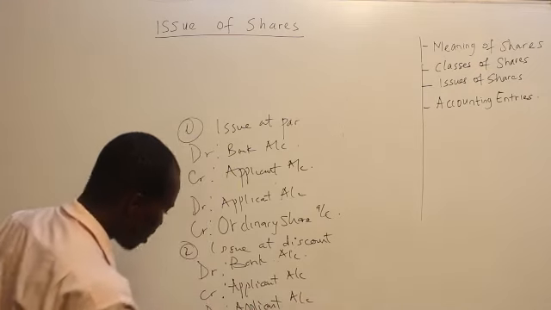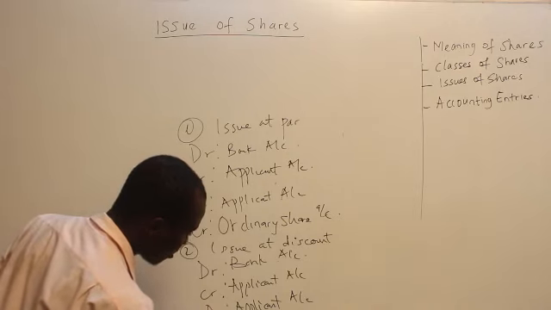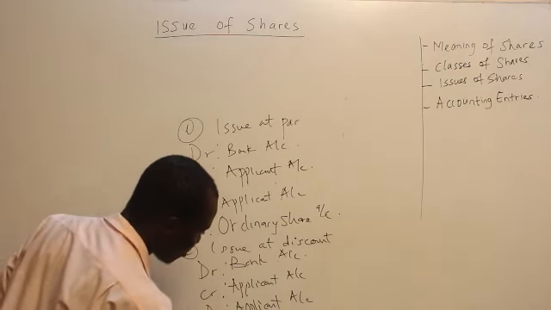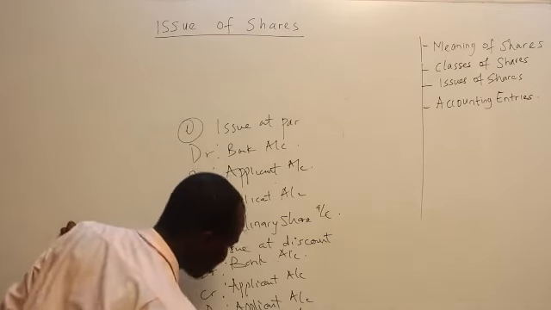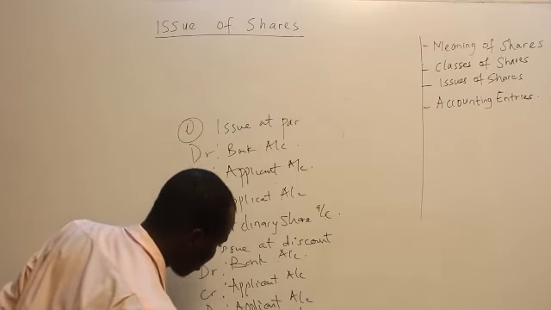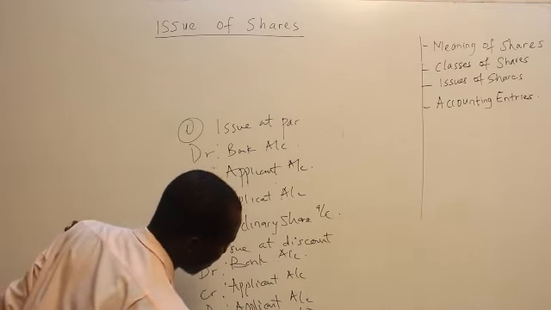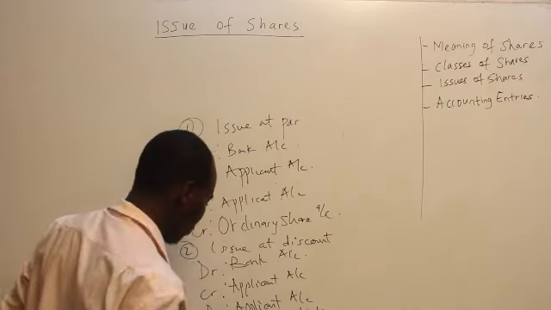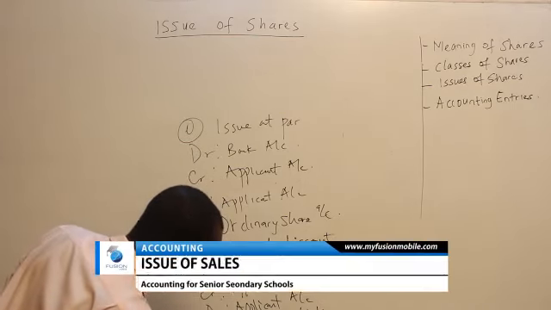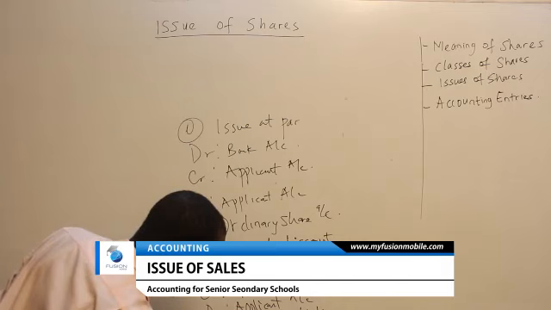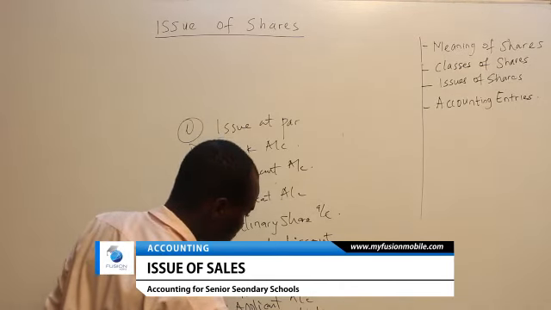The next thing is for us to also debit the share discount account, and also credit the ordinary share capital account.